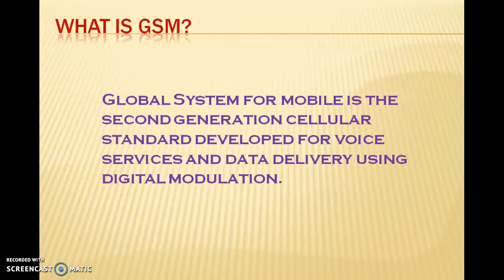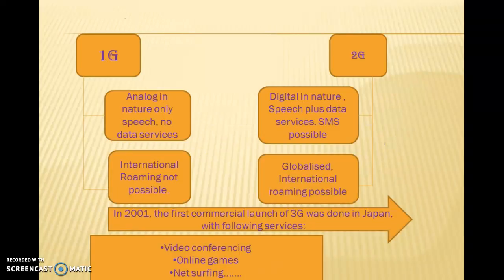Now, the first question is, what is GSM? GSM, that is Global System for Mobile, is the second generation cellular system, and it was the world's first cellular system to specify digital modulation and network level architectures and services. GSM is based on 2G, that is second generation, as I told you.